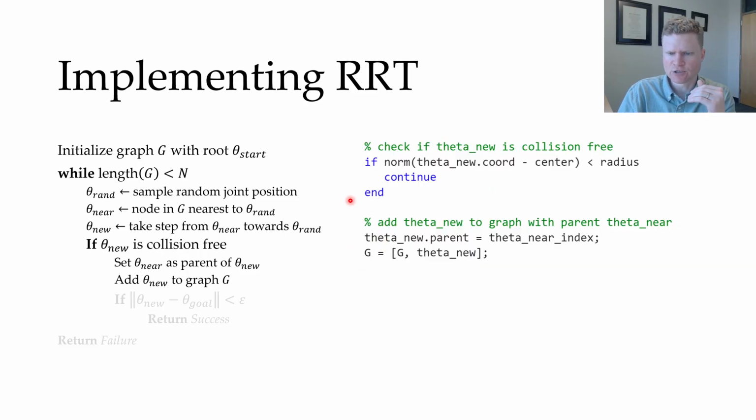And the next thing I do is I add this theta nu, which is valid, to my graph. And I declare that the parent of theta nu is theta near. That means that there's an edge moving from theta nu to theta near, designating, hey, this is a feasible motion I can do that doesn't have any collisions. So in my implementation, I say that the parent of theta nu is equal to theta near index, which is just the index of theta near. And I then update my graph to include theta nu.